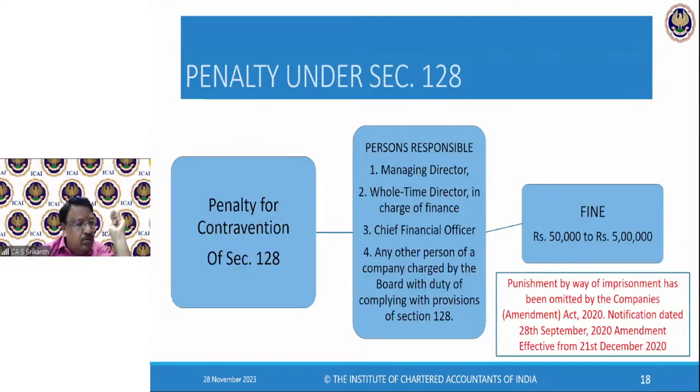So we have come to an end of this section 128. Now, penalty under section 128. There is a penalty for contravention of any provision of section 128. If you contravene, who are the persons responsible? The managing director, whole-time director, in charge of finance, and the chief financial officer, if so designated, are compulsorily liable.